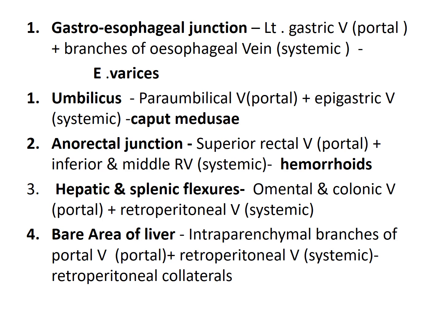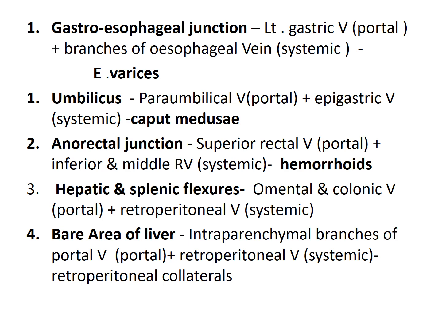So number 1, gastroesophageal junction. Esophageal varices occur here. Left gastric vein coming from the portal side and branches of the esophageal vein coming from the systemic side are anastomosing. So the engorgement occurs here, and then the variceal bleed occurs in portal hypertension. Number 2, umbilicus. Paraumbilical vein from the portal side and epigastric vein from the systemic side form the caput medusae.